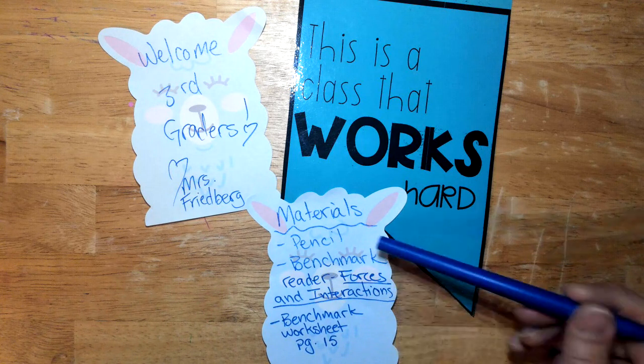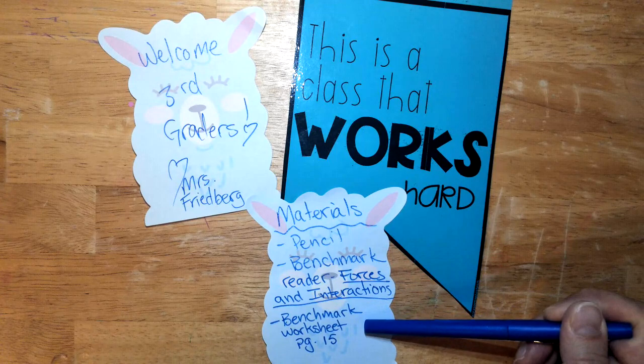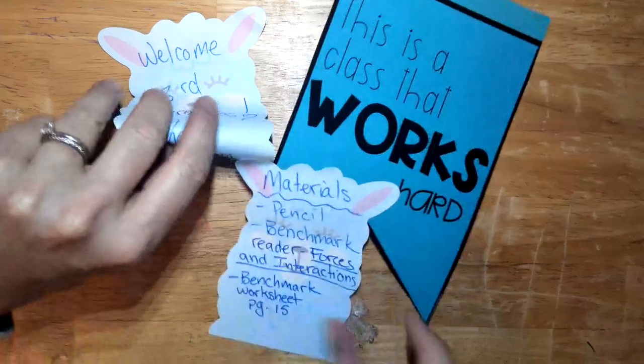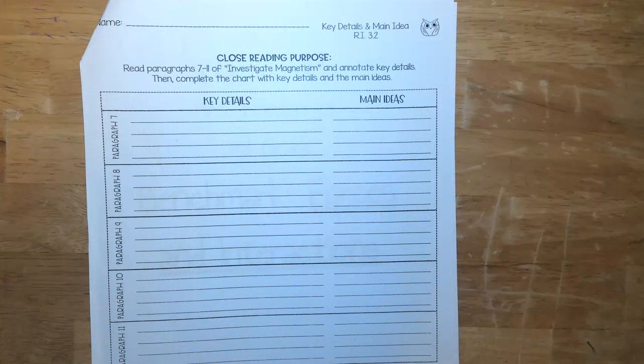What you're going to need is a pencil, a benchmark reader, forces and interaction, and your benchmark worksheet, page 15. The directions on page 15 tell us to read paragraphs 7 through 11 of Investigate Magnetism. We're going to take notes and annotate key details, and then complete the chart with key details and main ideas. We're going to go paragraph by paragraph. So turn in your reader to page 24.